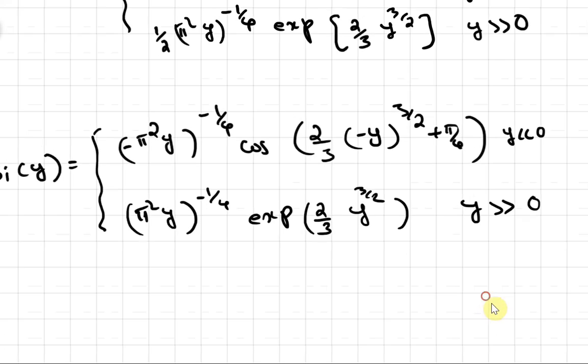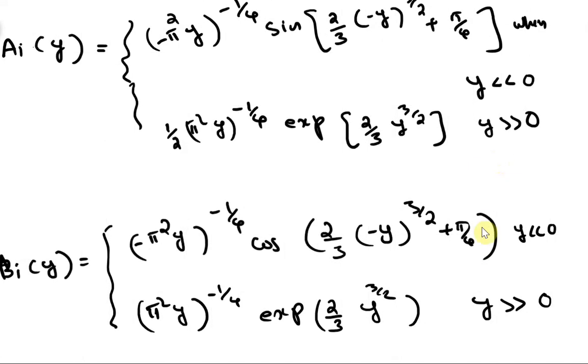So just to emphasize, y less than 0 corresponds to the classically allowed region, and here you have the classically forbidden region. Classically forbidden region, same, classically allowed region and classically forbidden region.